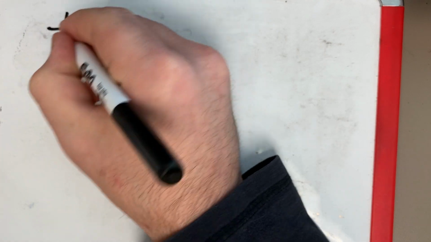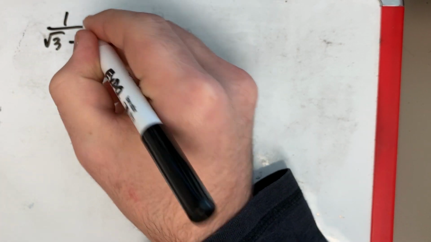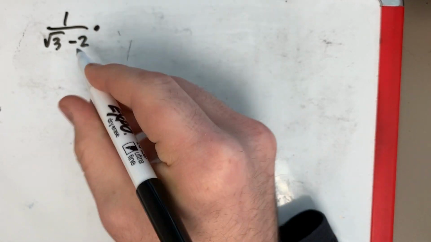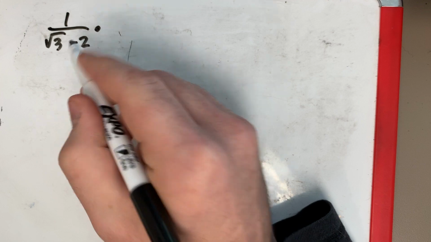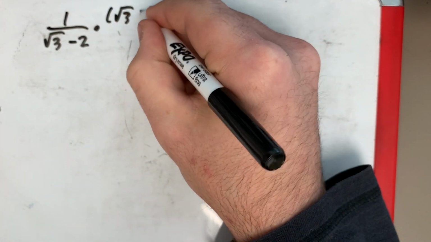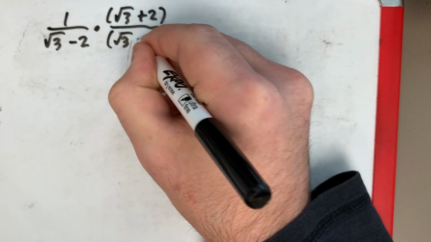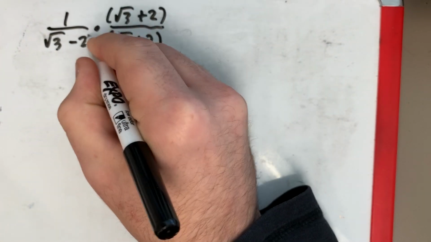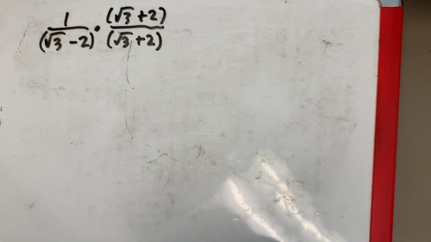Exactly the same way as the previous example. So we have 1 over root 3 minus 2. And I want to multiply by the conjugate of the denominator. I want to multiply by the plus version, top and bottom. So I have root 3 plus 2 over root 3 plus 2. I'll put some parentheses around this so it's clear that we are multiplying.